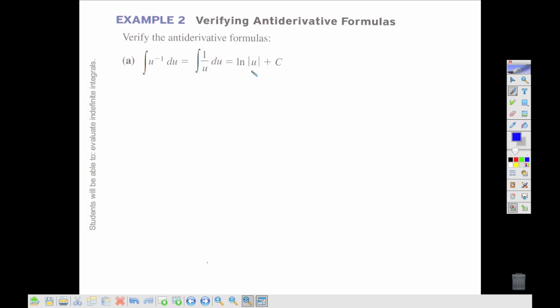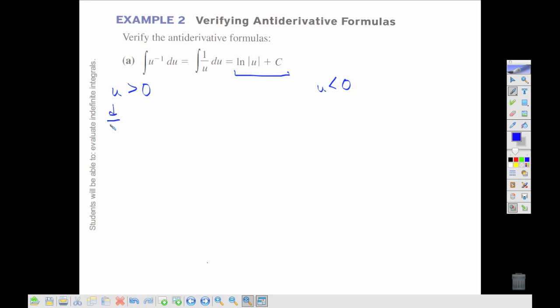Now, if we're asked to verify an antiderivative formula, what they're giving us here is an indefinite integral. They say this is the solution to that, or the antiderivative, and we want to check it. So to check it, we'll just take this part and take the derivative to see if we get what's inside over here. Now, since this is an absolute value problem, I'm going to need to think about this in two parts. I could think about using positive values, or I could think about using the negative values.